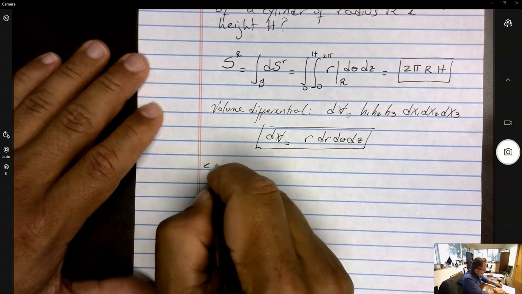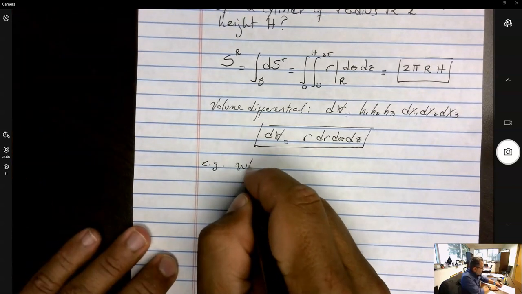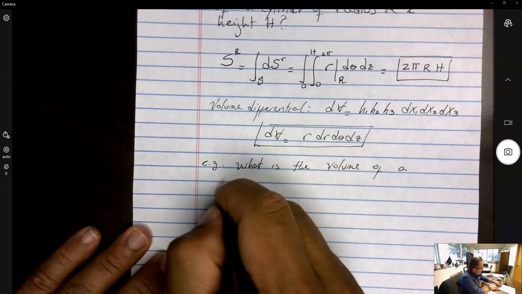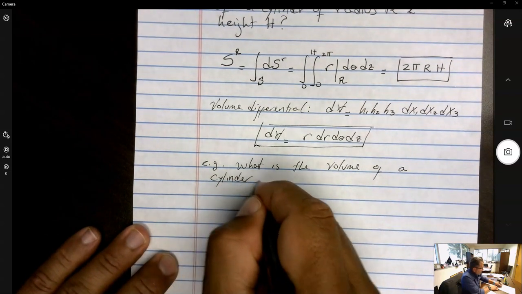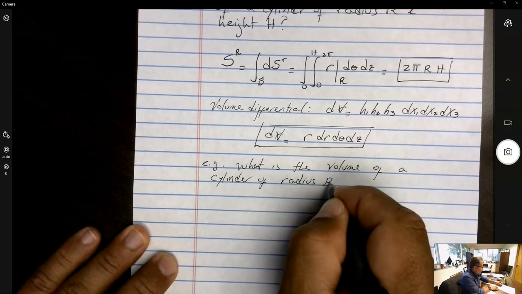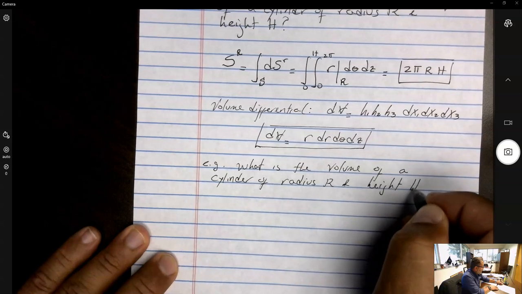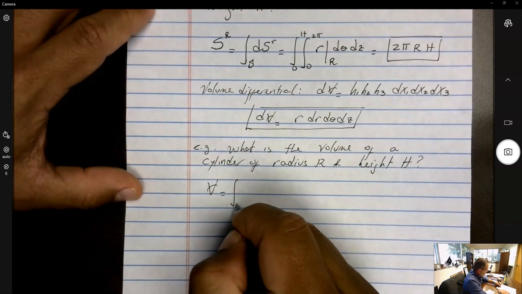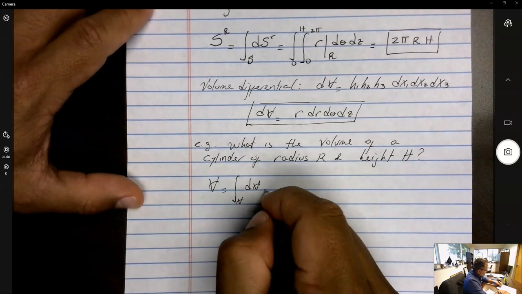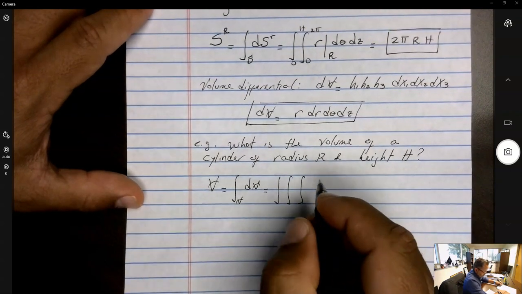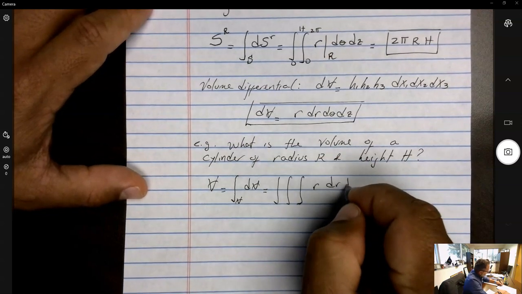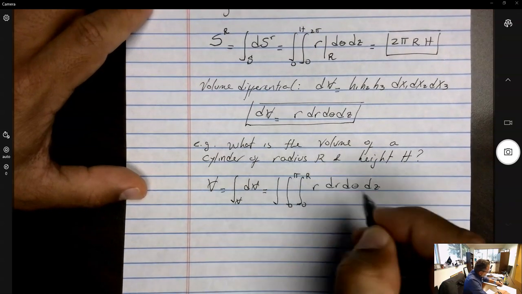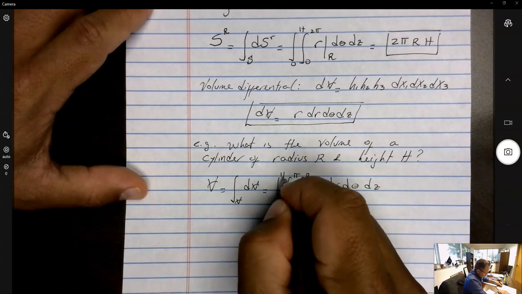So what is, as an example, the volume of a cylinder of radius R and height h? Same thing. The volume of a cylinder will be the integral over the differential of volume, which is equal to the integral of r dr d theta dz, where r goes from 0 to R, theta goes from 0 to 2 pi, and z goes from 0 to h.